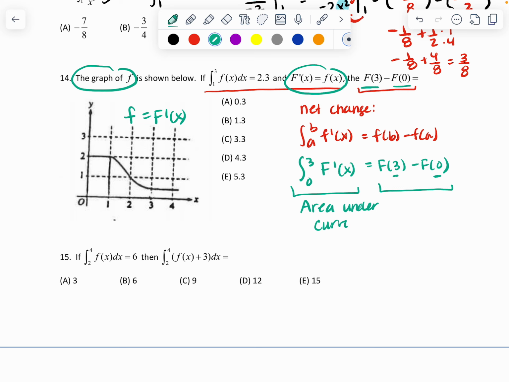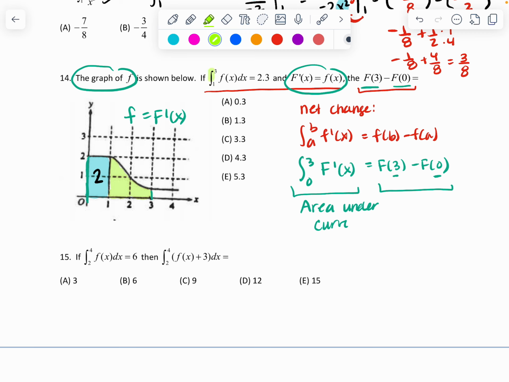Okay, so I need to find the area under the curve from x equals 0 all the way to x equals 3. So I'm going to break this up into two little parts. I'm going to look at this area first because that's easy to find. The area of that is just base times height, which is 2. Now I need to find the area of this. But I've got myself a little problem. I don't know how to do that, because it's a curve and not a good geometric shape that I know the area of.